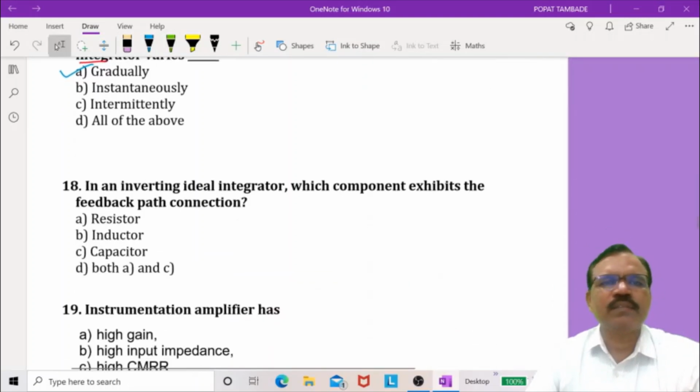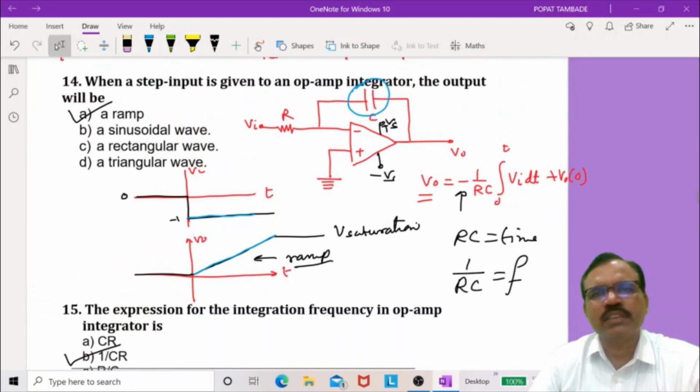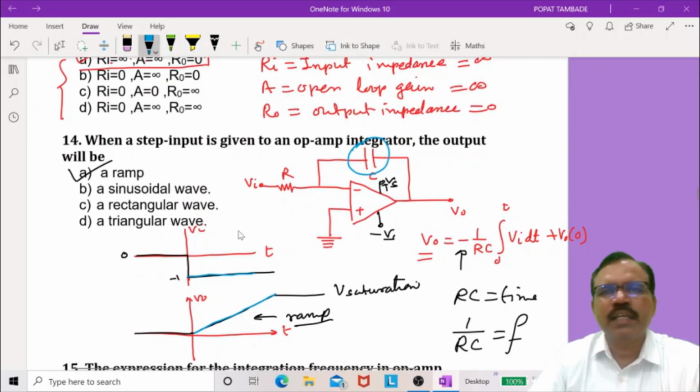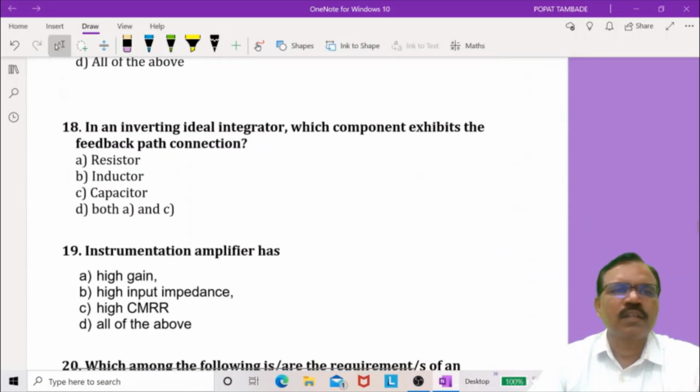Now next one: in an inverting ideal integrator, which component exhibits the feedback path connection? Now we have seen this. This is the integrator circuit. This is the feedback path, and in the feedback path we have a capacitor. So this one is correct, capacitor.